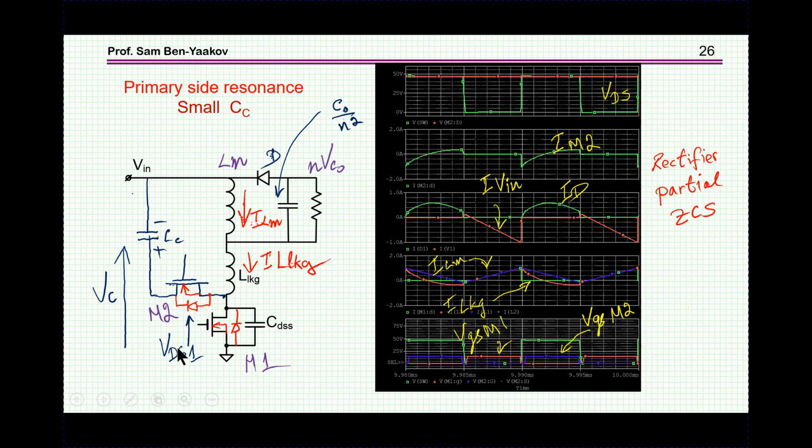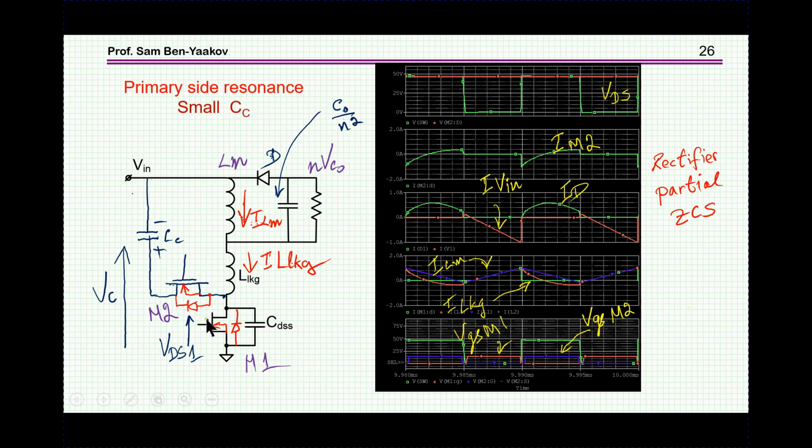So let's go now to a more practical circuit. In this case, the situation is very, very similar. It looks the same. The only difference is that this capacitor now is not very large. It is chosen to resonate with the leakage capacitance. So what will happen here is that the current is flowing here. After M1 is turned off, current flowing here, there is a sinusoidal waveform starting to form. Okay? So here it is.